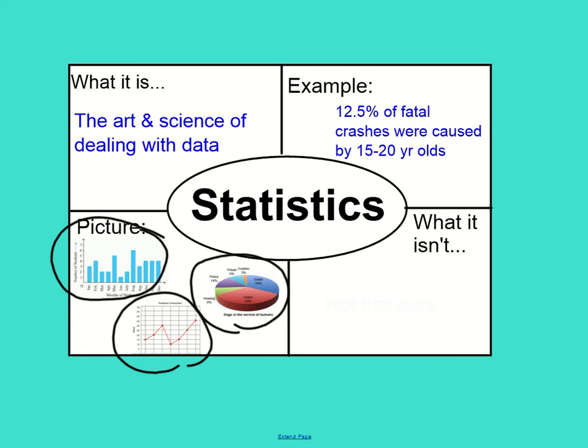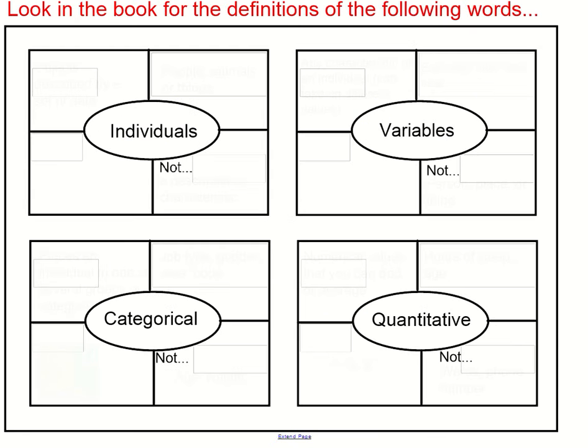And then what is statistics not? Well, it's not just data. It's more than that. It's the art and science of dealing with this data. So we go out, we find all this data, and now what do I do? That's what statistics is. In your textbook, they talked about four different vocabulary terms: individuals, variables, categorical, and quantitative.